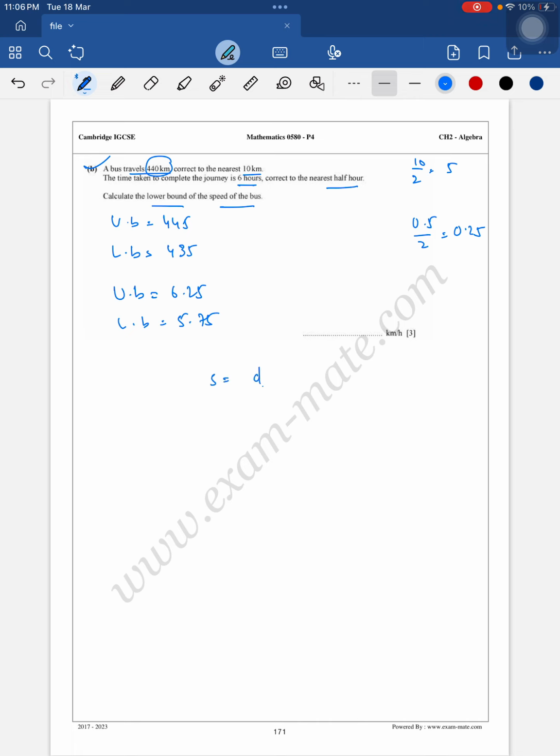Now lower bound of the speed of the bus. Speed is equals to distance upon time. For lower bound in division, we take numerator as lower bound value and denominator as upper bound value. So lower bound for the numerator, that is distance, 435, and upper bound for the time, that is 6.25. So dividing it, 435 divided by 6.25, we are getting 69.6.